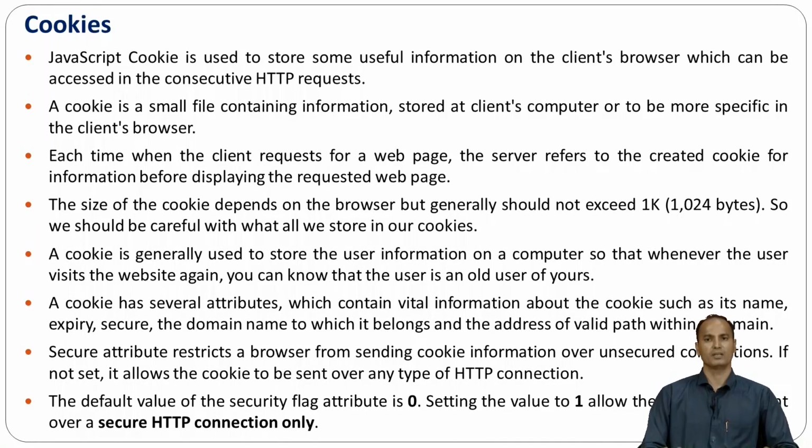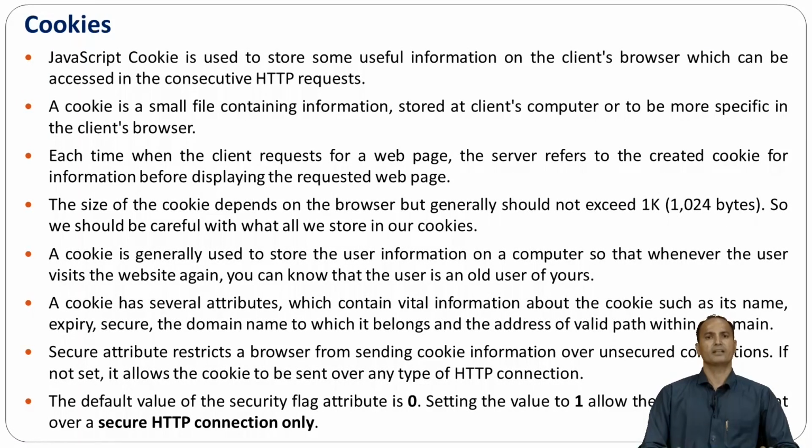So what is a cookie? In simple words, a cookie is a small amount of data that will be stored at the client's machine, or we can say on the browser side. The JavaScript cookie is used to store some useful information on the client's browser, which can be accessed in consecutive HTTP requests. A cookie is a small file containing information stored at the client's computer, or to be more specific, in the client's browser.